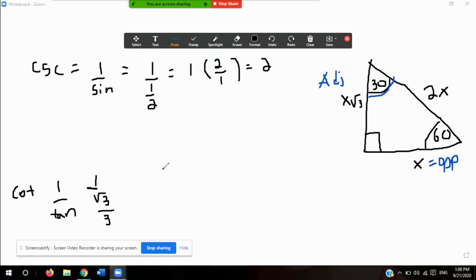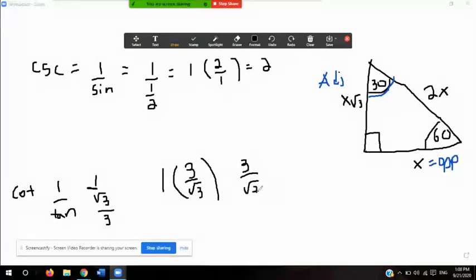So what we're going to do now is just invert, and this would be 1 times 3 over the square root of 3, which indicates 3 over the square root of 3. So now I have to rationalize my denominator. 3 over the square root of 3.